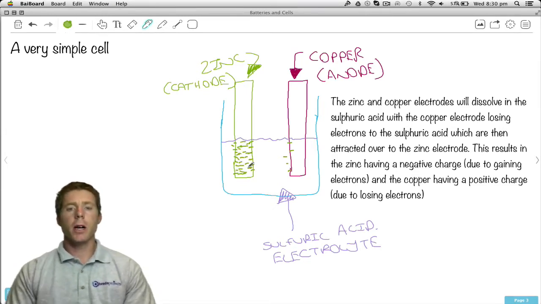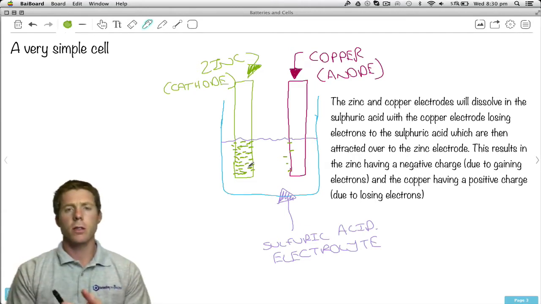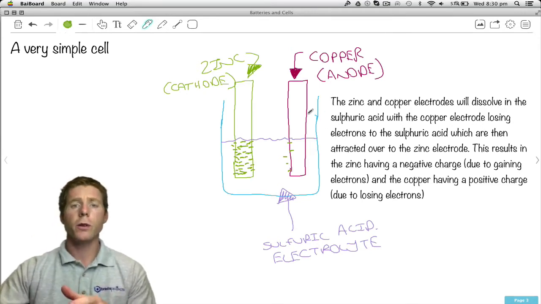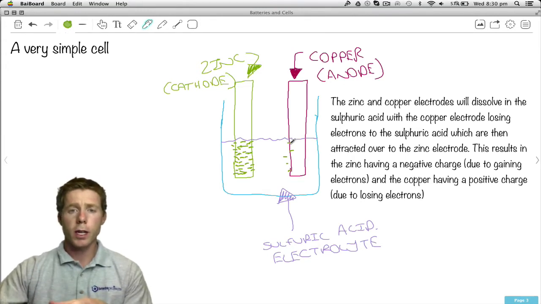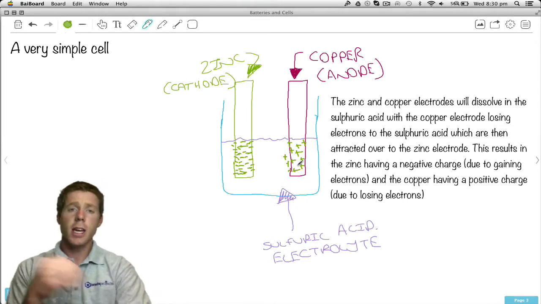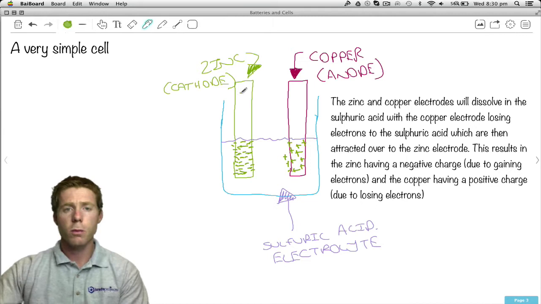At the same time, just due to the sulfuric acid mixture, we start to release some gas in the form of hydrogen. So we need to make sure that gas can escape. But because the copper anode is losing electrons, it now has more protons than electrons, so it starts to build up a positive charge. And because the zinc, in this case the cathode, is getting electrons, it's now getting a negative charge. So we start to get a difference between the two. This is negative and this is positive.